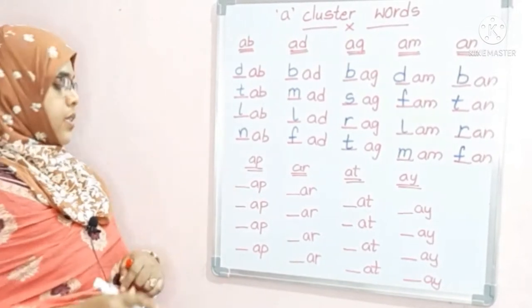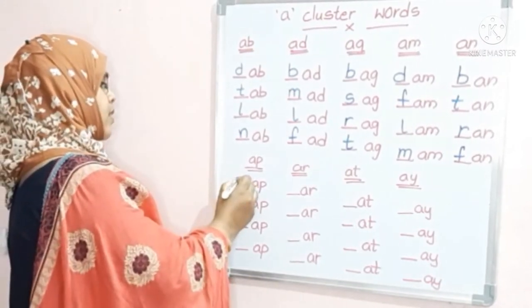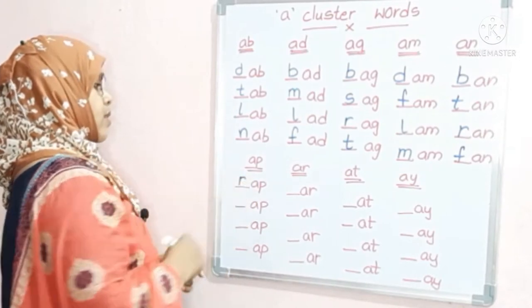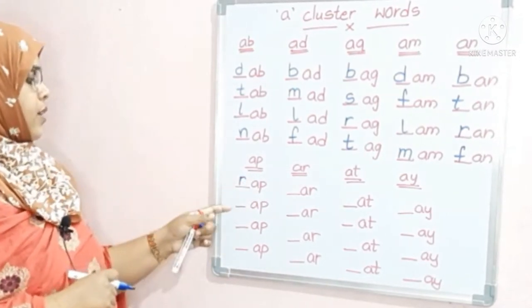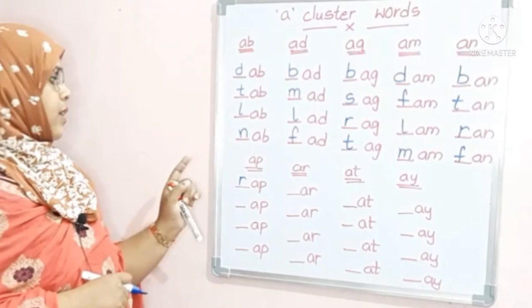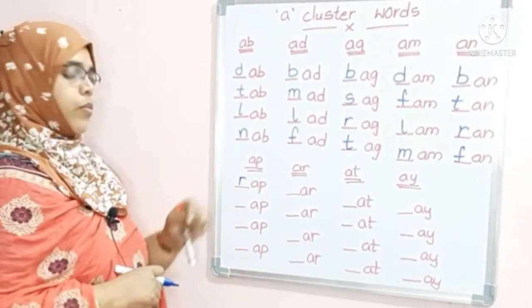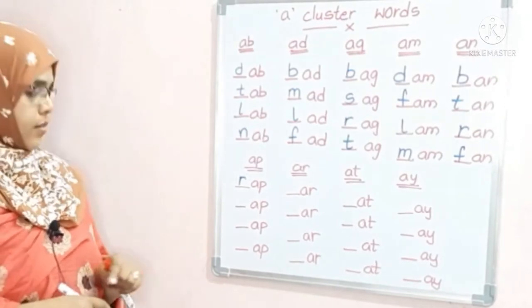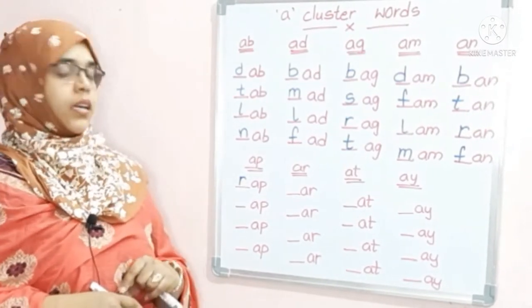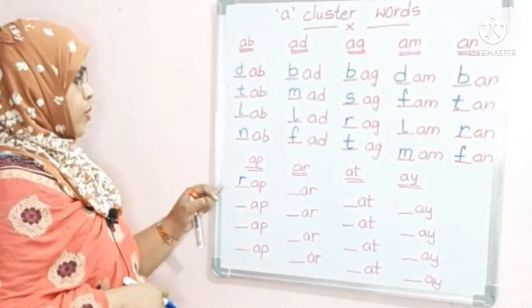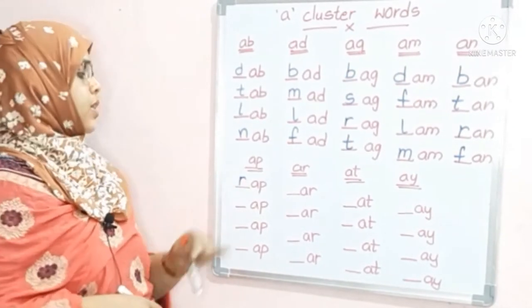To this app cluster, if we are writing letter R, what is this letter? R. If you are writing R to this cluster app, what will be the sound of R? R. And AP will be app. So R app becomes rap.